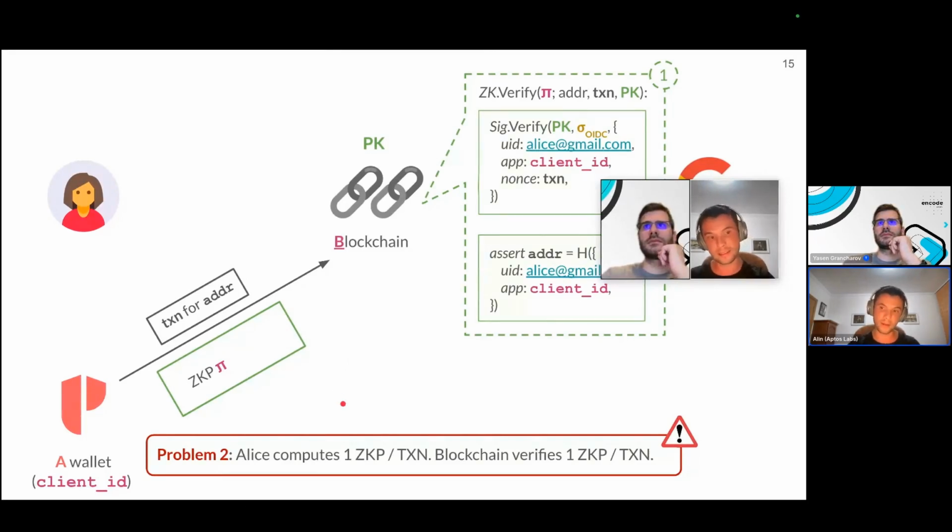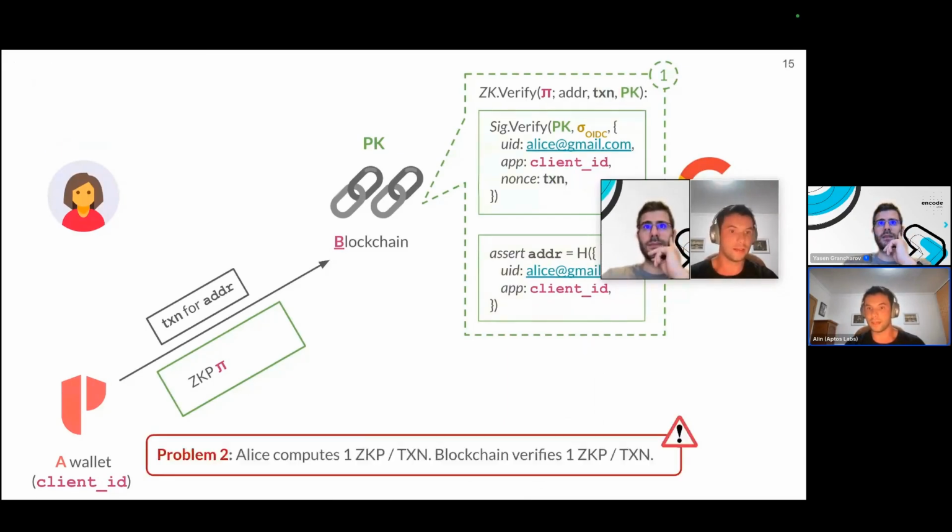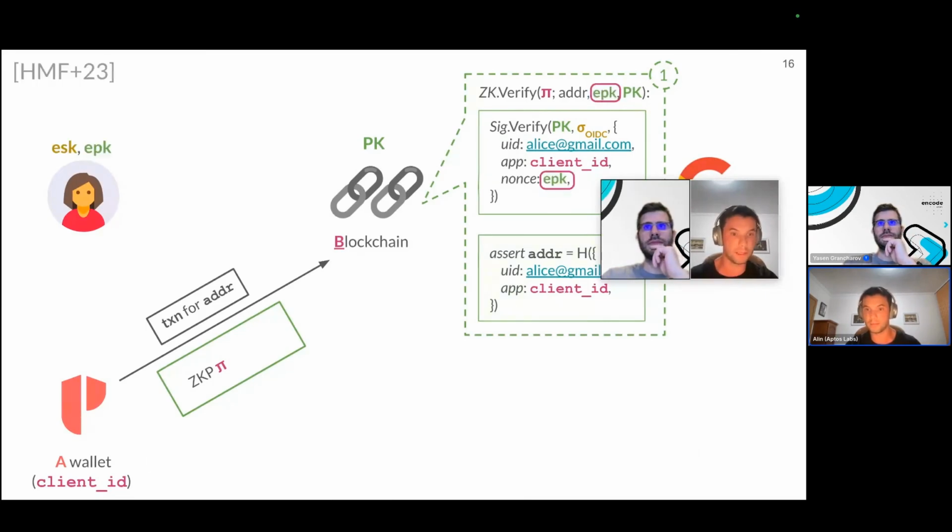Now let's get to the second problem that was just asked in the question. It seems like Alice has to compute 1 ZKP per transaction in order to transact, and the blockchain verifies 1 ZKP per transaction as well. Can we make this better? The answer is yes, we can. We're just going to use a layer of indirection. Instead of signing the transaction, we're going to sign an ephemeral pub key, and then with that ephemeral pub key, we're going to sign as many transactions as we want.